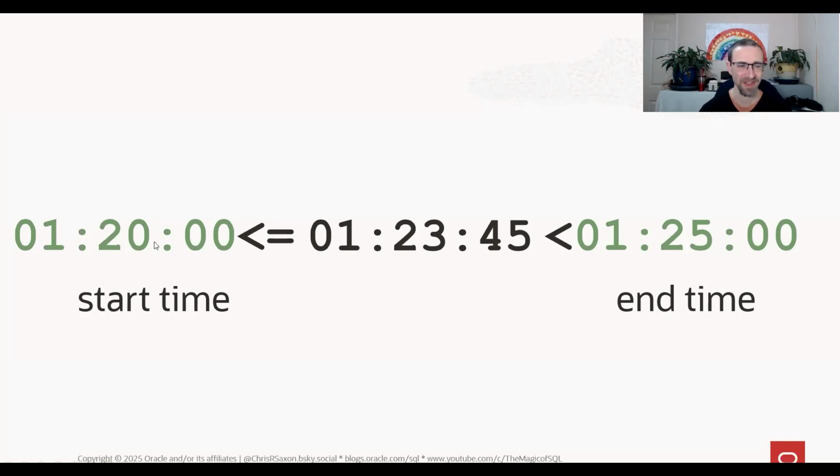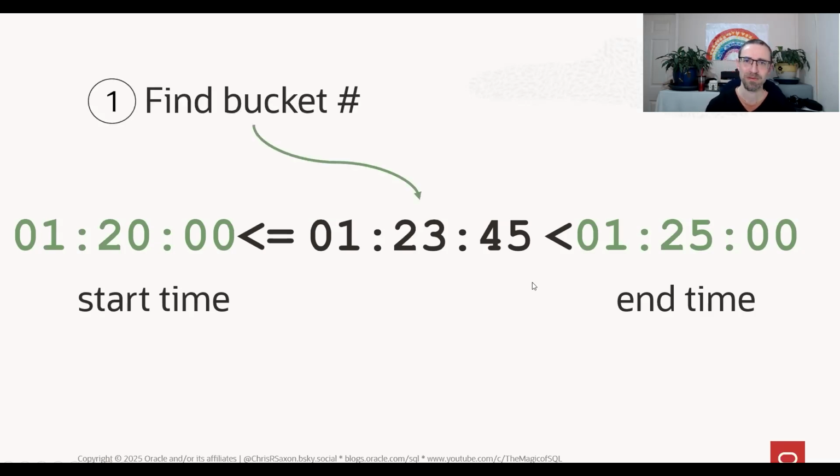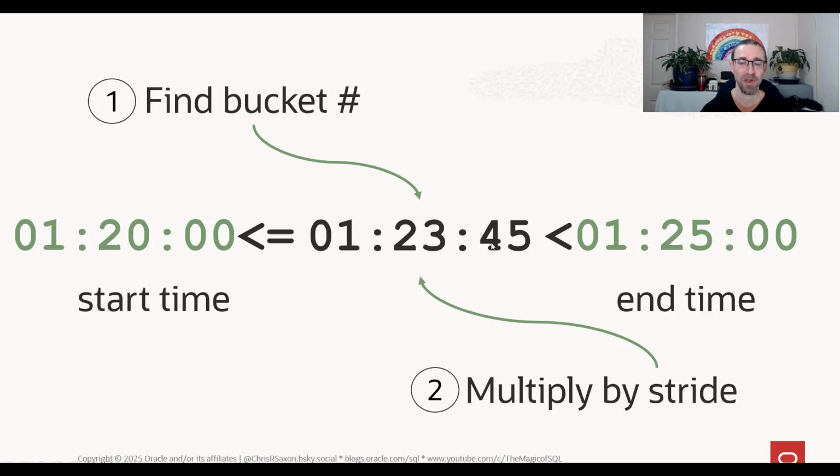So how do we find these values? How do we find 01:20 and 01:25? Well, what we can do is essentially split the data up into numbered buckets, and then multiply them back up by the stride. So that is the time interval that we want to look in, so 5 minutes here. So let's look at how we do this. How do we find this information?